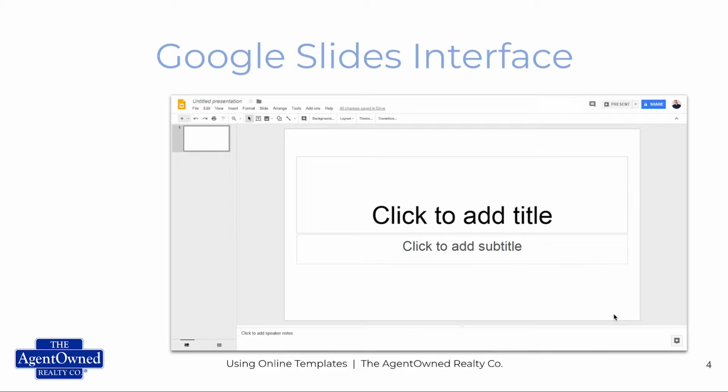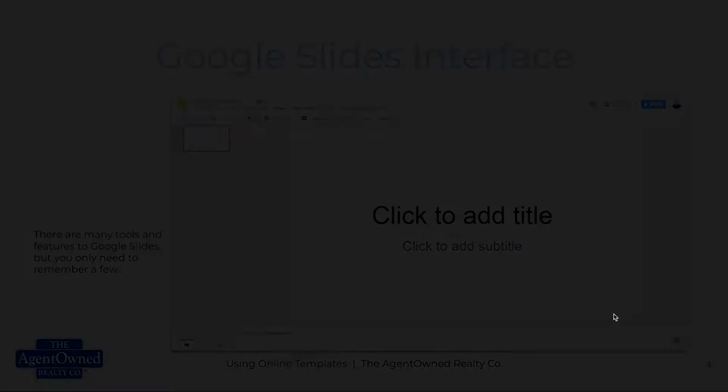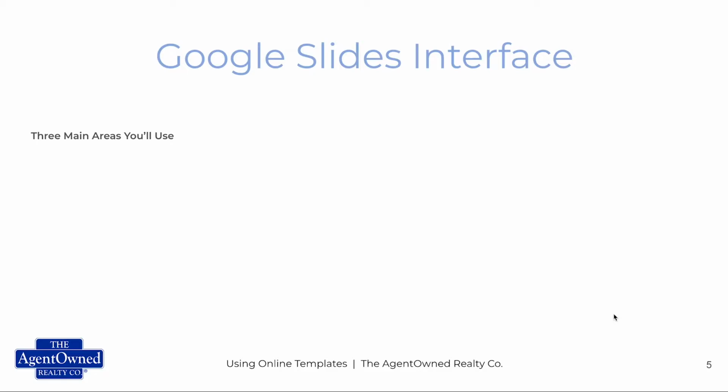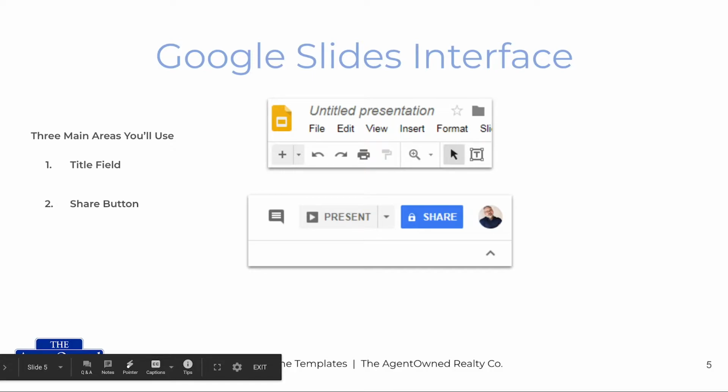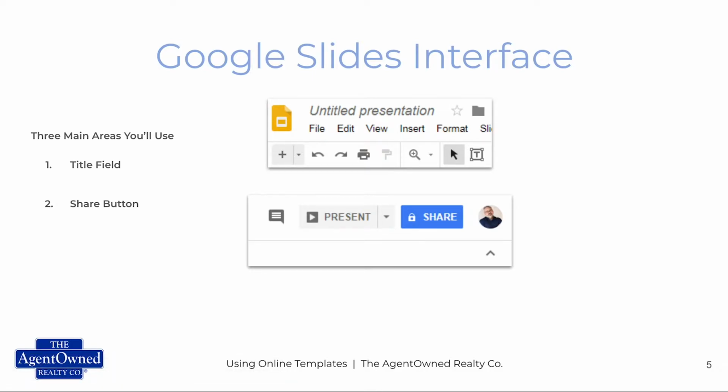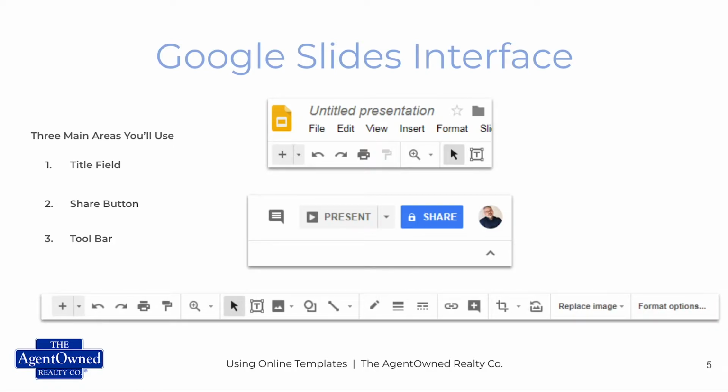When you open up Google Slides and you open up a new blank presentation, this is what you're going to see. You'll see this Google Slides interface. There are a lot of tools, but only a few that you really need to remember when you're working with the online templates. There are three main areas that you're going to use in the Google Slides interface, and I've got a few screenshots here. You'll see when we go through the real-time presentation of an actual online template. At the top left-hand side, you're going to be using the title field where you see Untitled Presentation. You're going to use the Share button in the upper right-hand corner of the interface. And you're going to use the toolbar, which you'll see at the top of the interface when you open up your template.